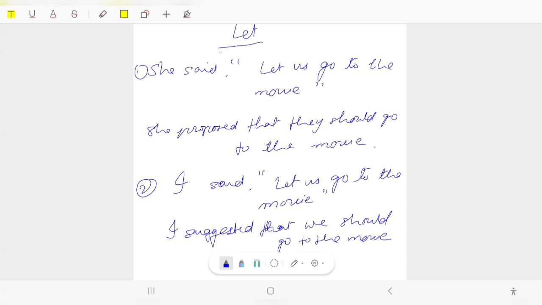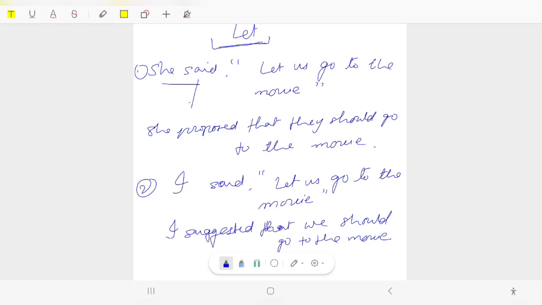Let's have a look at this type of sentences. The word let is used for proposal or suggestion. So in that way we will change. Let is also used as a request. So different rules are there for that. And let is also used as an order. So for that different rules are there. So first of all, let's see when it is used as proposal and suggestion. Have a look at this one. She said, let's go to the movie. It's a suggestion. It's a proposal.